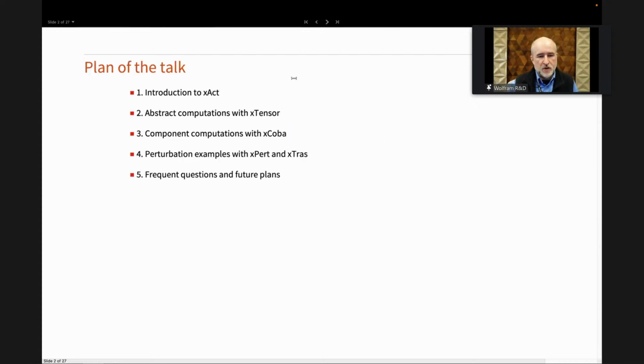So this is the plan of the talk. I will start introducing xAct for those of you who do not know it yet. Then I will spend some time showing examples of how to use the two main packages of the system, the package for abstract computations called xTensor, and the package for component computations called xCoval. Then I will show examples of two of the other packages in the system, and then I will spend some time discussing frequent questions and future plans for the system.